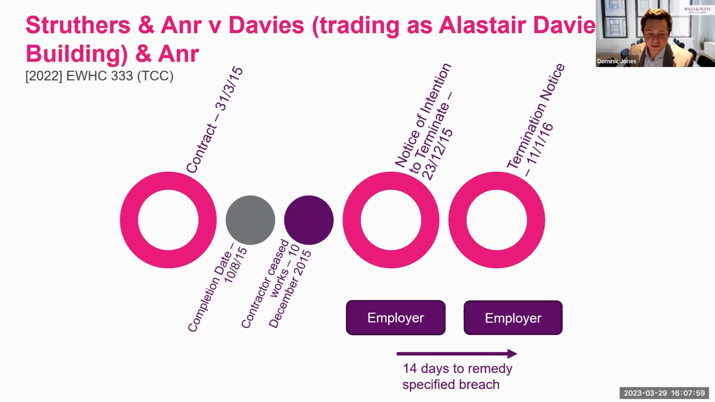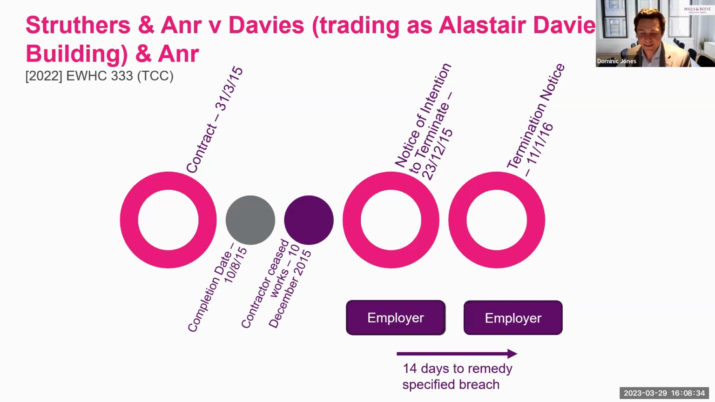Now, the court held that the first notice, the notice of intention to terminate, was not valid as a contractual notice. While the contract didn't say that that notice could only be given by the contract administrator, the court agreed that termination clauses are to be construed strictly and found that here, the effect of the contractual wording was that the notice had to be given by the contract administrator, and the fact that it had been sent by the employers was fatal to its validity.